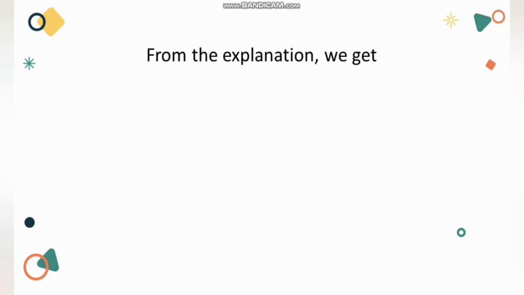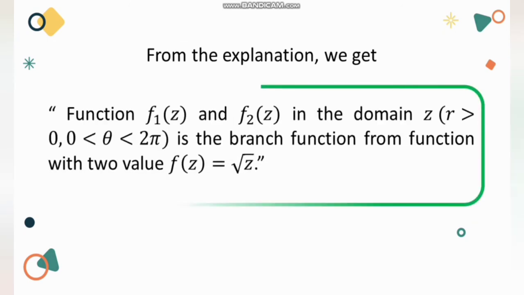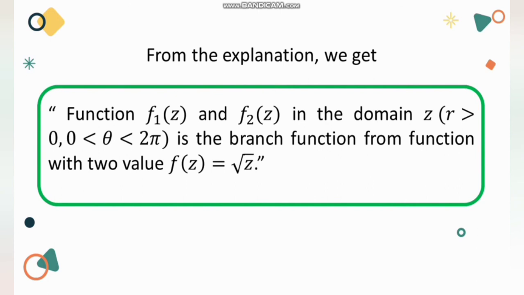Thus, f1 is not differentiable at z equals 0 and z greater than 0. From the explanation, we get that the functions f1(z) and f2(z) in the domain where r is greater than 0 for 0 less than theta less than 2π are branch functions of the two-valued function f(z) equals the square root of z. Here, the way to prove f2 is the same as the way to prove f1, so we don't need to repeat the proof.